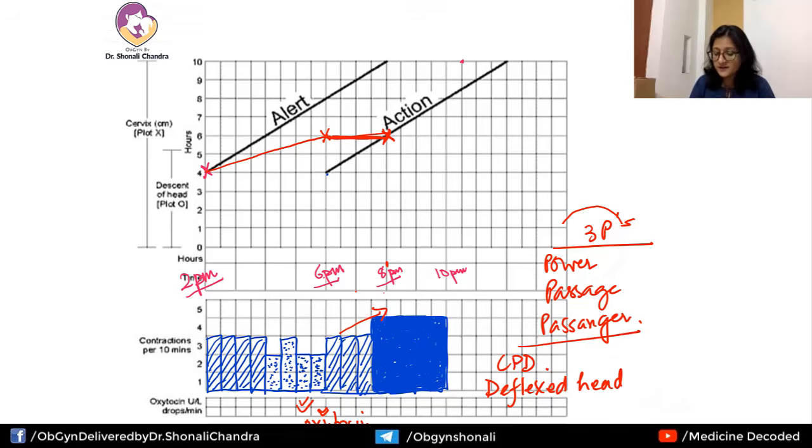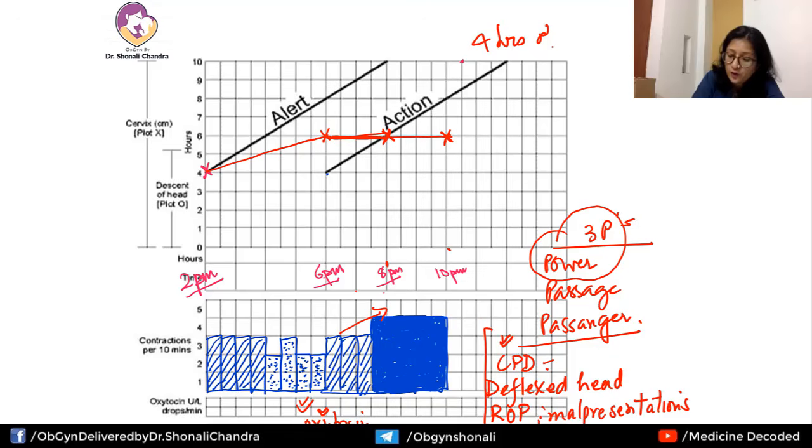So right now, when I was thinking about the 3 Ps, I am still wondering what should I do. So I decide to give her another 2 hours of good uterine contractions. She's getting good contractions, so I decide I would wait and watch. And at 10 p.m., she is still stuck at 6 centimeters. Now what has happened? She has gotten almost 4 hours of good uterine contractions, and there is still no change in cervical dilatation.